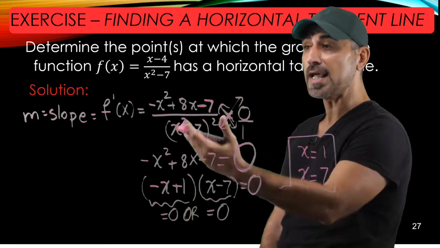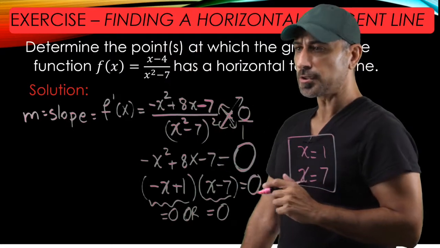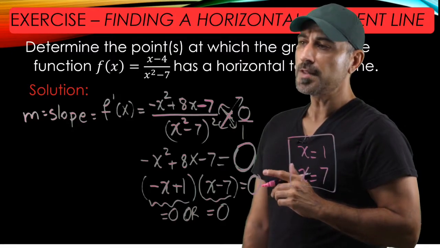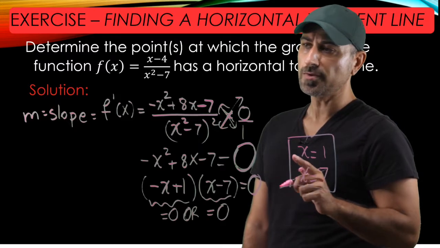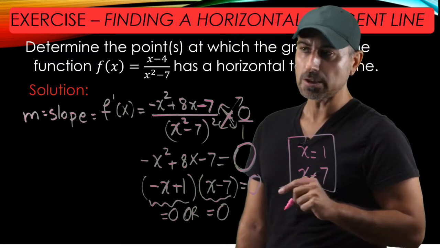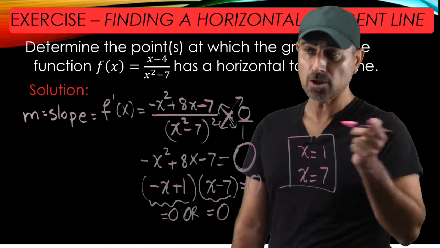So when we graph this function by using your calculator, a TI-84, you should observe that at x equals 1 and x equals 7, there is a horizontal tangent line. In other words, a flat tangent line.